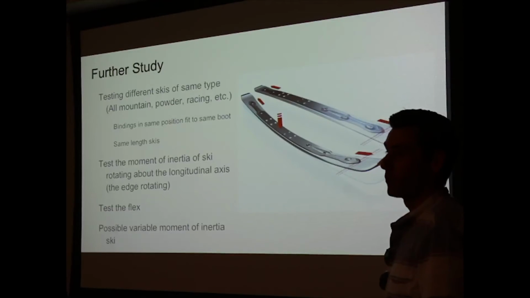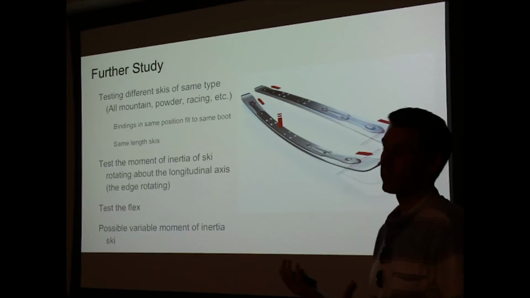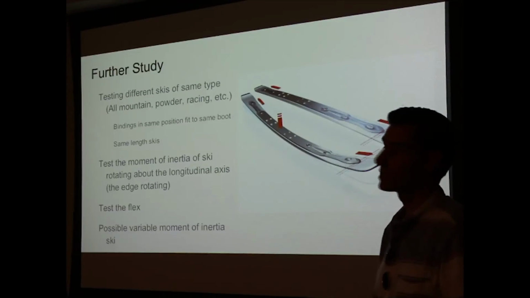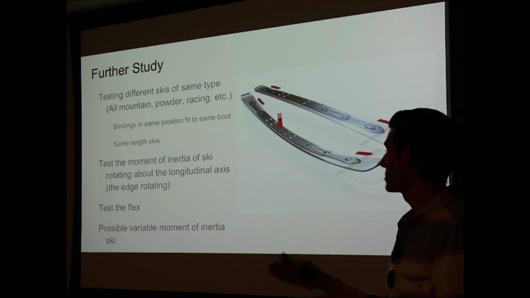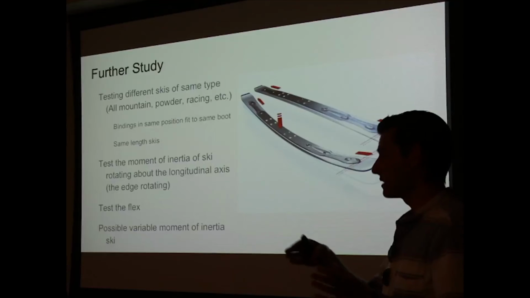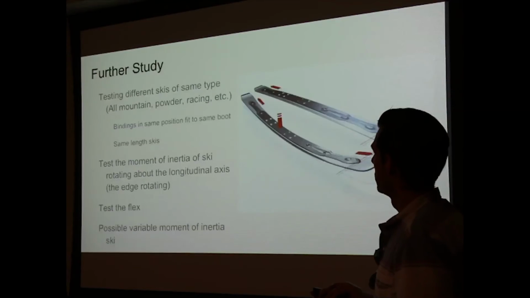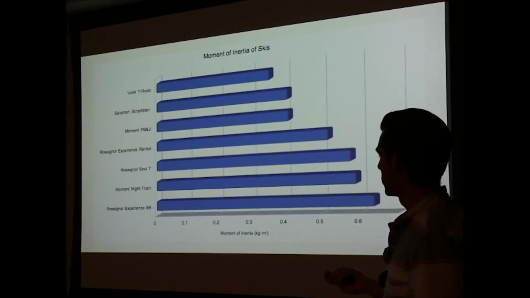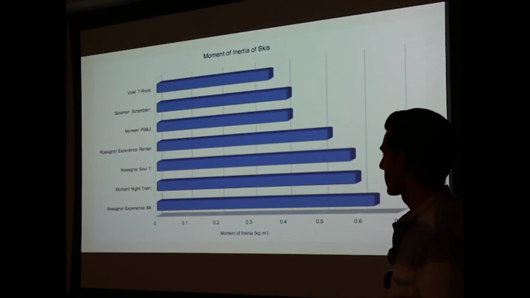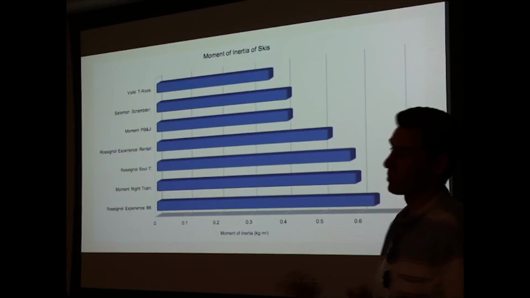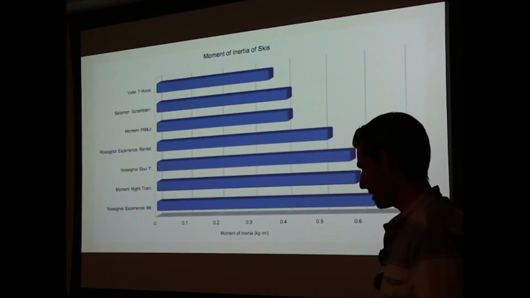So further study, obviously I'd like to do more conclusive testing. I was limited to what skis I could get my hands on, so I was only able to get my hands on those 7 skis. But I would like to test a bunch of different all-mountain skis, a bunch of different powder skis, a bunch of different of the same type of skis, and the same length of skis. Because if you look at my graph, pretty much except for the 88, it goes in order from shortest to longest. So the biggest factor seemed to be the length of the ski. So the shorter skis had a lower moment of inertia than the longer skis, with the exception of the Experience 88.